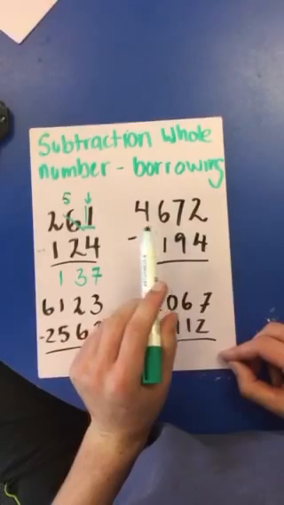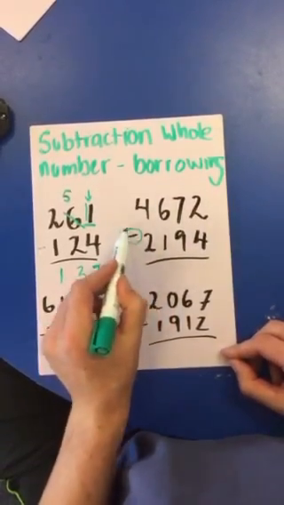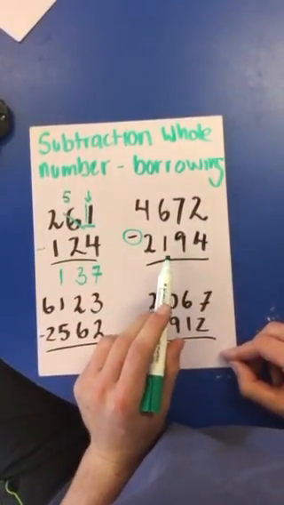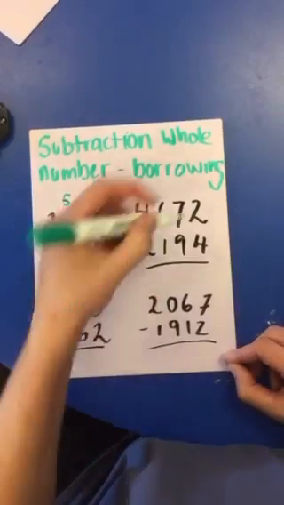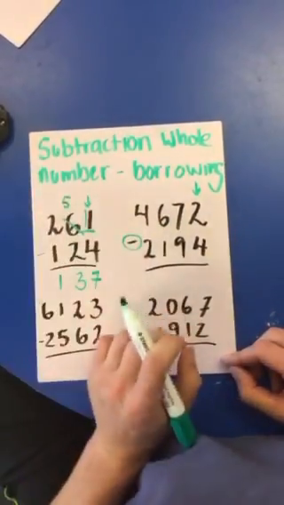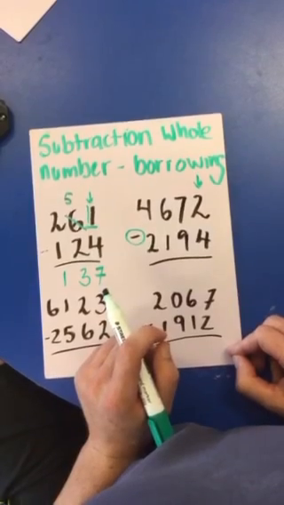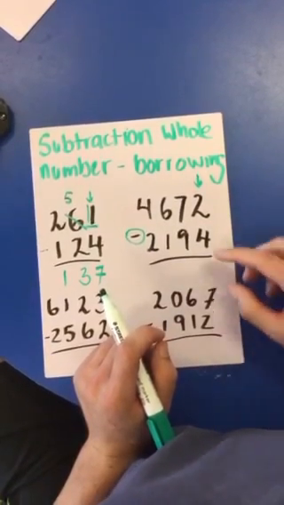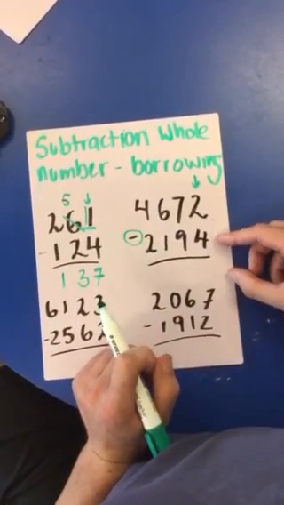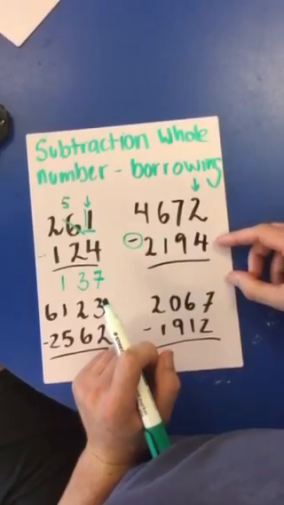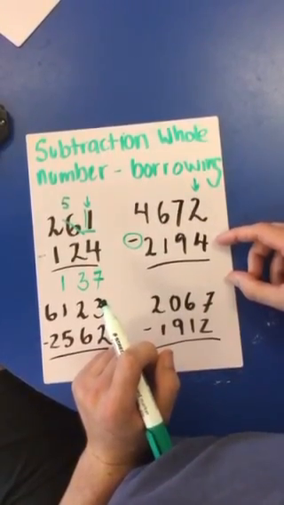4,672 subtract 2,194. I always ask myself, is that number larger than the number underneath? Is 2 greater than 4? And the answer is no. So I have to borrow.